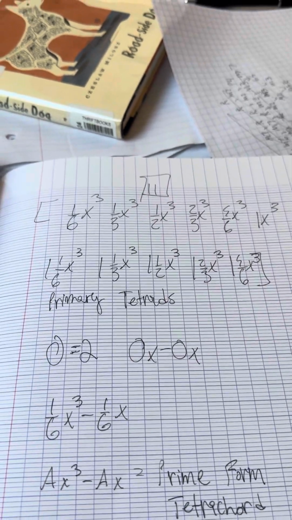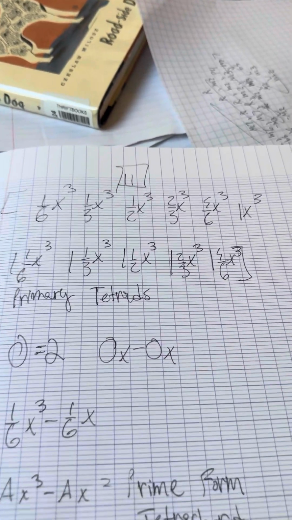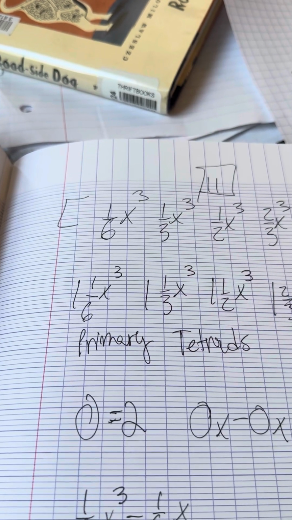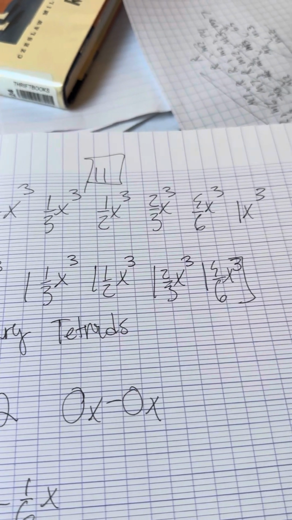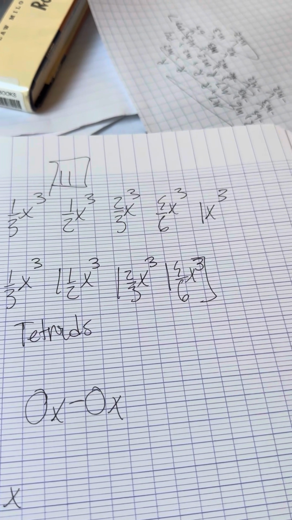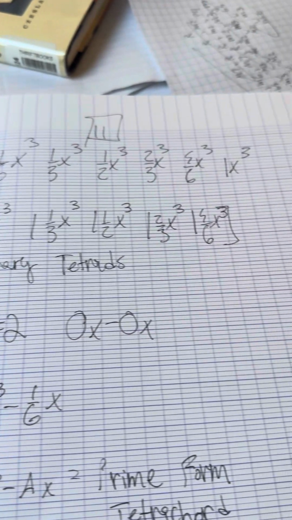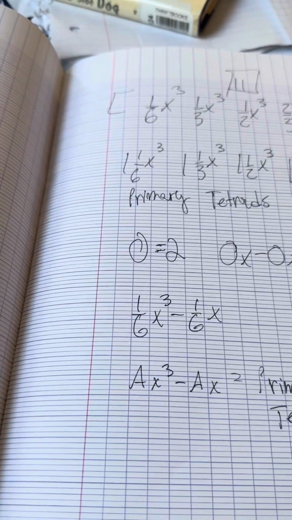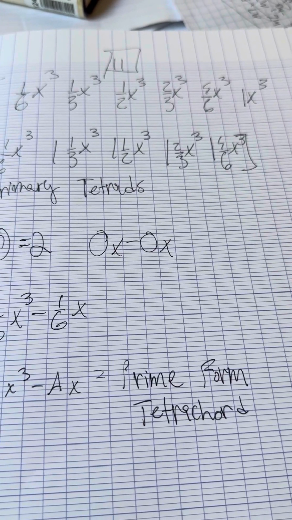So our tetrads are all going to have a main coefficient family, and our big 11 are going to be all units over 6, so 1/6 x cubed, 1/3 x cubed, 1/2 x cubed, 2/3 x cubed, 5/6 x cubed, and 1 x cubed. And then to get the other 5, just going to have 1 in front of it, and we're not going to get to 2. And that's because in our modulus, 2 is going to equal 0, and it would be redundant to write 0 minus 0.